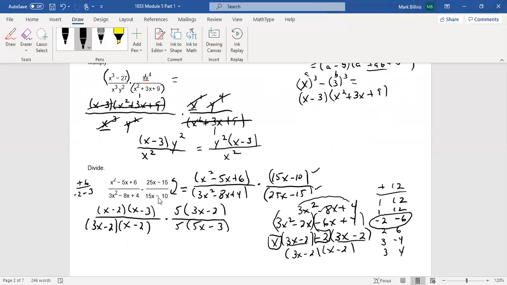Now I can reduce. So here I have an x minus 2 and an x minus 2, a 3x minus 2 and a 3x minus 2, a 5 over 5. So in the numerator, I'm left with an x minus 3. And in the denominator, I'm left with a 5x minus 3. Again, when you look at it inside parentheses, they're not the same, so I can't reduce these any further.